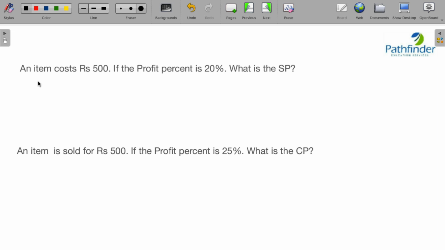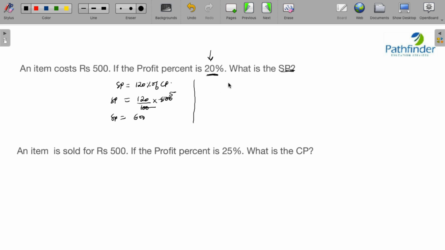So let us start. An item costs rupees 500. If the profit percentage is 20, what is the selling price? Now, the moment you see profit percentage is 20, instantly you should think about selling price is equal to 120% of cost price. So which means 120 upon 100 into 500. This will simply easily give you the selling price. So what do you get? This is 5 times and you get 600.